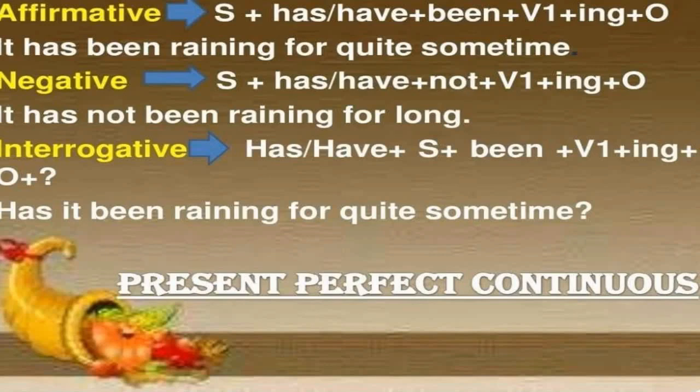So, it has been raining for quite some time. It has not been raining for so long. Has it been raining for quite some time? What do we use over here? We use since and for. Probably the next slide contains this information as well. So without wasting any more time, let's move on to the next slide in order to see its implementations.